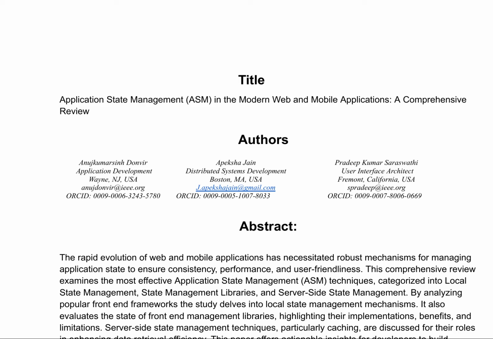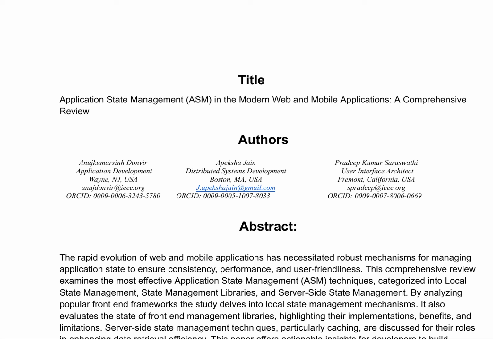Managing application state is crucial for ensuring consistency, performance, and user-friendliness in modern web and mobile applications. This comprehensive review examines the most effective application state management (ASM) techniques, categorized into three primary categories: local state management, libraries, and server-side state management.